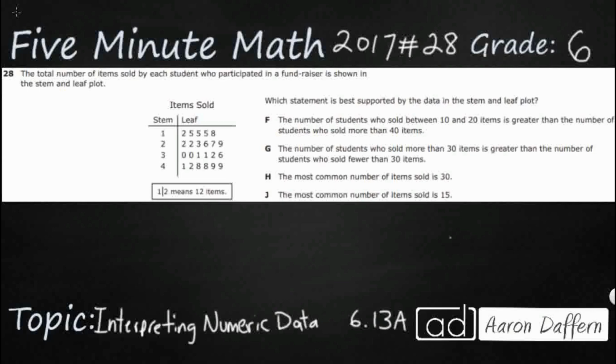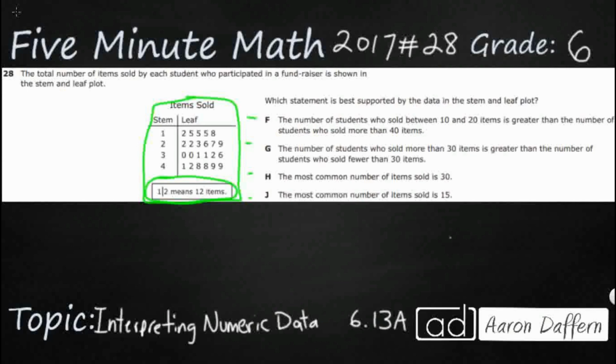So we have a stem and leaf plot, something that we've learned about since the 4th grade, and we need to simply match the stem and leaf plot with it. One of these statements will be true, 3 will be incorrect. So the key here is to look down here at the bottom for the key. So this 1 and then the line and then the 2, that means 12 items.